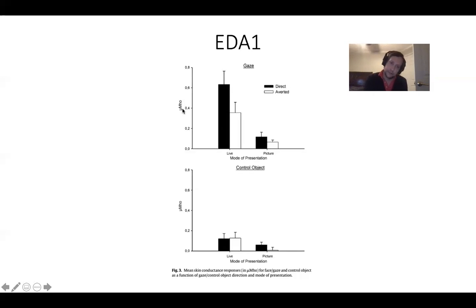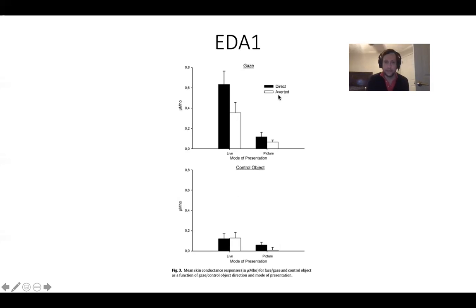Once again, you can see that they're measuring mho, which is a measure of skin conductance. The inverse of that would be ohms, which is resistance. And it's the same stimuli right here, the direct versus averted gaze, for live faces versus pictures. The gaze means it's the faces, and then the control object is the radio. Once again, for the pictures, they really didn't show much of anything. Not too much going on for the pictures. You don't really get a big EDA response when you're looking at pictures no matter what.